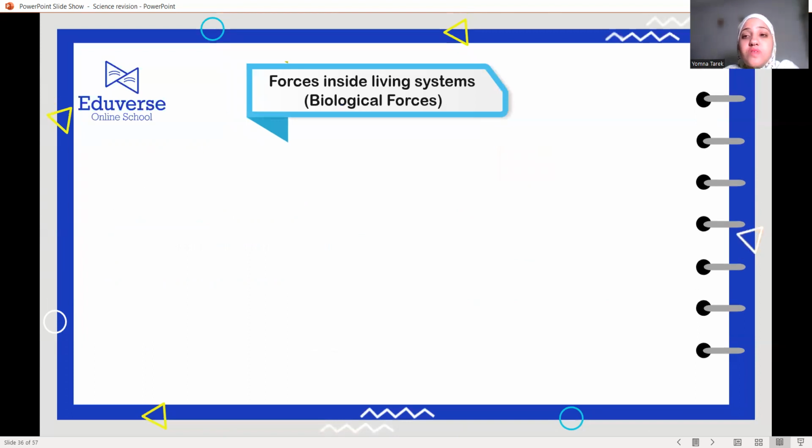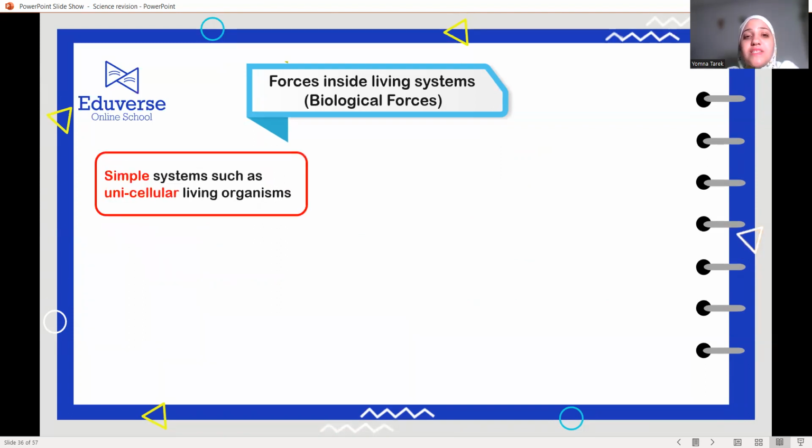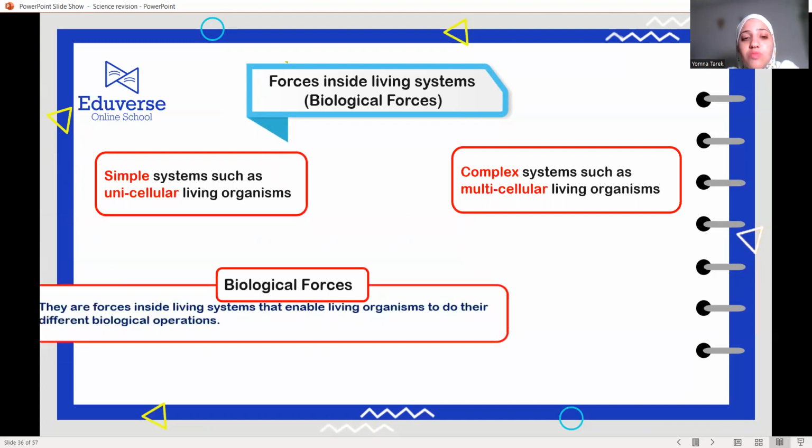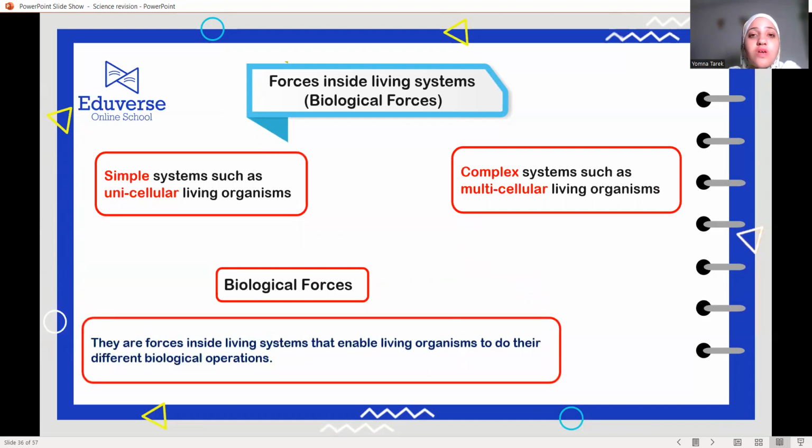Okay, do you think we have forces inside living systems, biological force? Do we have biological force inside our bodies? Yes. First, we have different types of living organisms: unicellular and multicellular. What are the differences? Unicellular, like an amoeba, is very simple, but multicellular, like a human, for example. So, what are biological forces? Biological forces are forces inside the living organism, inside the living body, that help it to continue its life.